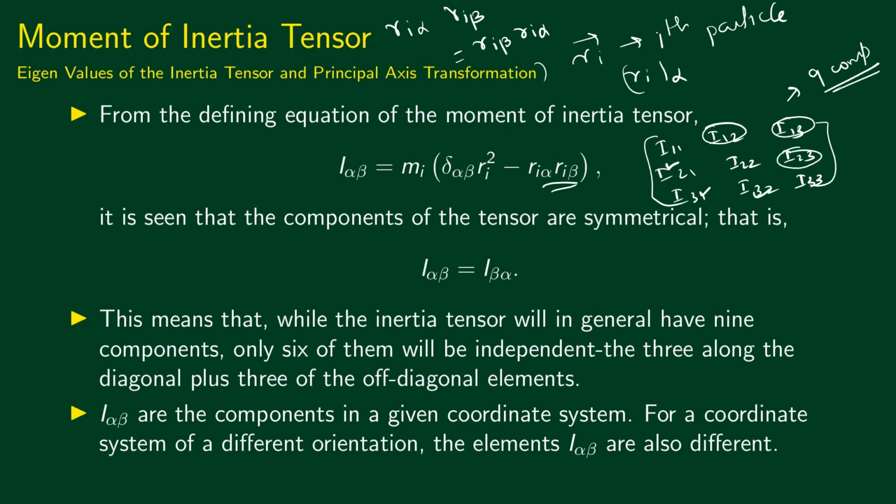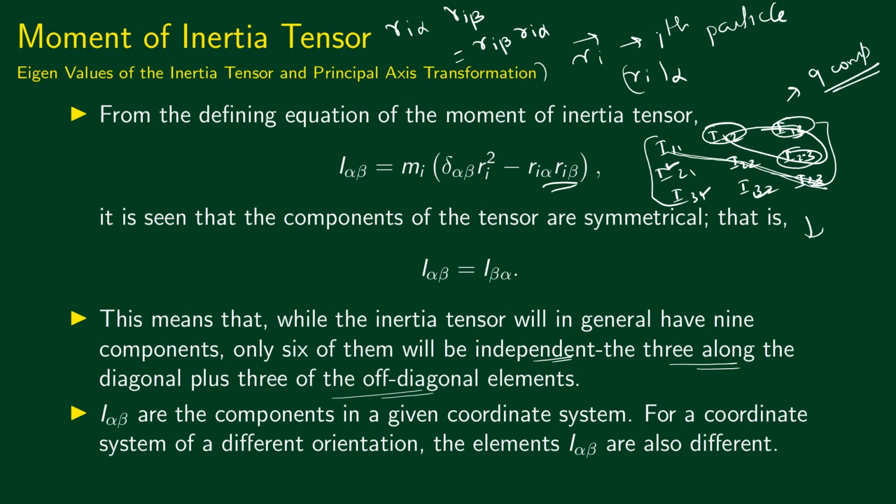So if you know the diagonal elements along with these 3 elements, then this matrix, or the components of this tensor, is completely determined, which means that there are only 6 independent components for a symmetric tensor of this form. We can choose these 6 independent components as these 3 components along with the diagonal elements. So out of the 9 components of this inertia tensor, only 6 of them will be independent: the 3 along the diagonal plus 3 of the off diagonal elements.